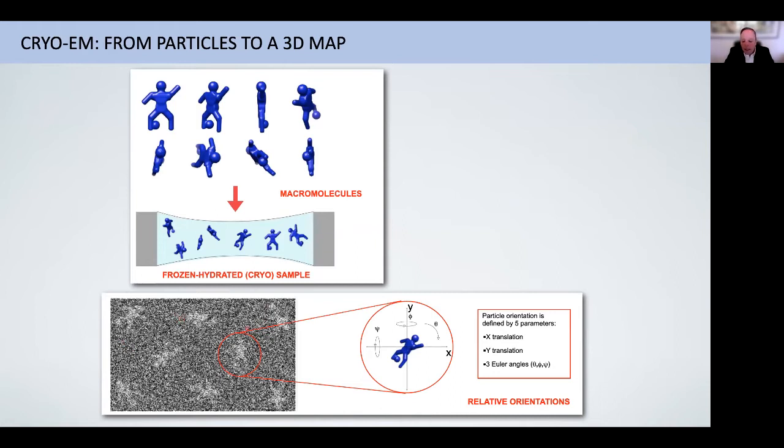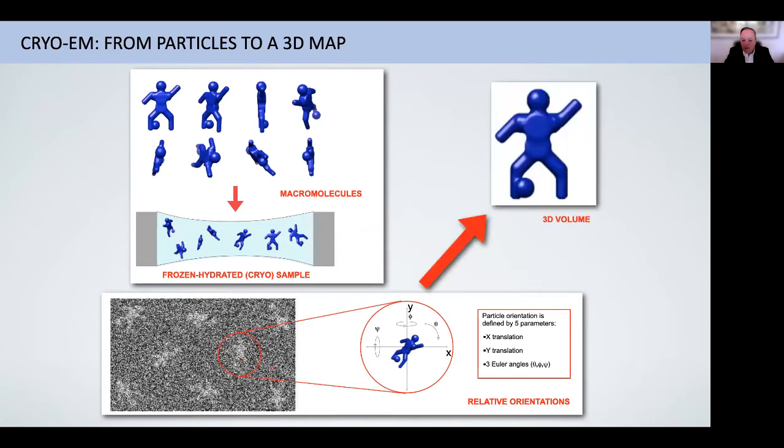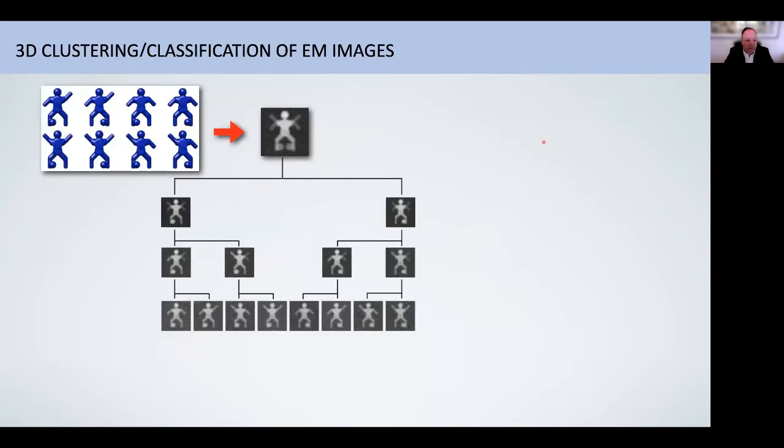And what is really needed is orientation parameters for each one of these single particle images that the microscope records. And again, by using some sort of math, we can go from these two-dimensional noisy projections of particles to an actual 3D volume of the molecule of interest.